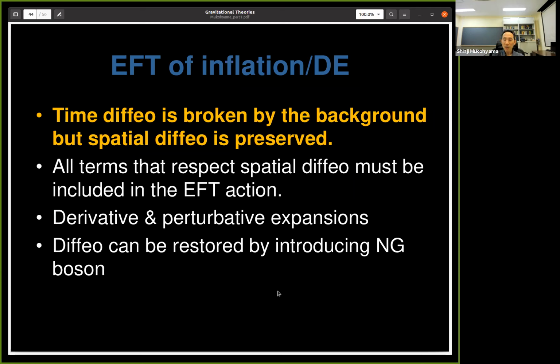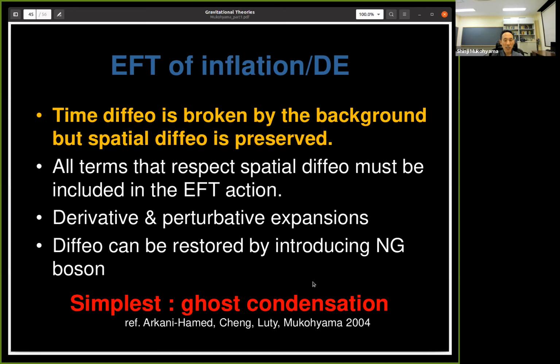So this corresponds to the Nambu-Goldstone boson. In the case of inflation, this Nambu-Goldstone boson corresponds to the fluctuation of the inflaton. And in the case of dark energy, this Goldstone boson corresponds to the fluctuation of dark energy. Following this procedure, we can construct the effective field theory of scalar-tensor theory very universally. The simplest one is the so-called ghost condensate, which I developed some years ago. I want to explain this, then generalize to a more general case, including inflation.